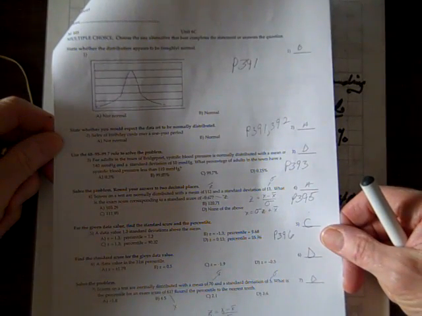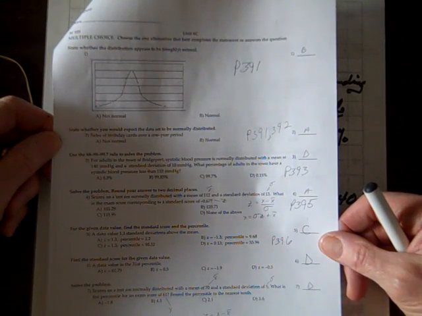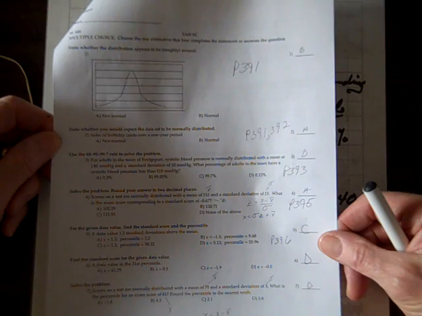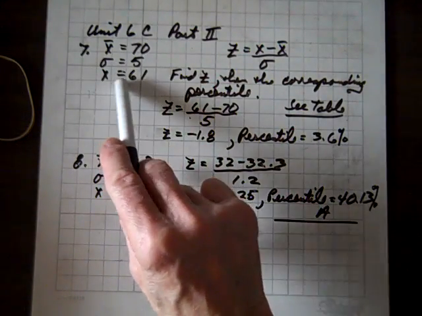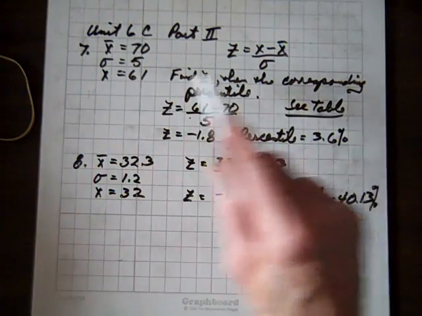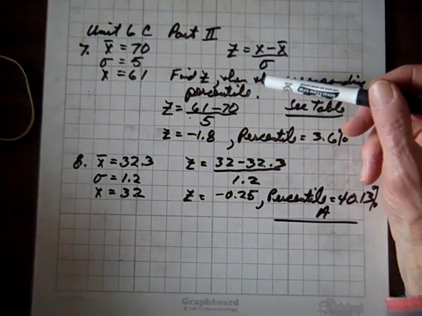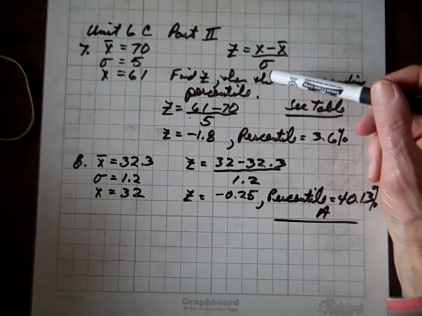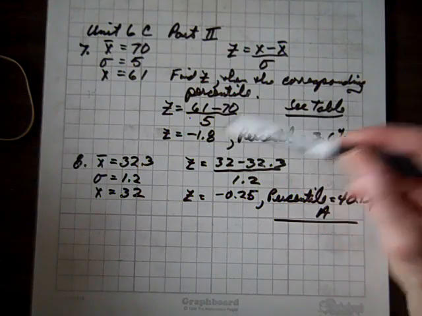And for 7, we're told that the scores on a test are normally distributed with a mean of 70, a standard deviation of 5, and what is the percentile for an exam score of 61? So we've got a mean of 70, sigma equals 5, x equals 61. So there's our formula for the z-score, which is the number of standard deviations above or below the mean. So when we find z, we get a value of negative 1.8.